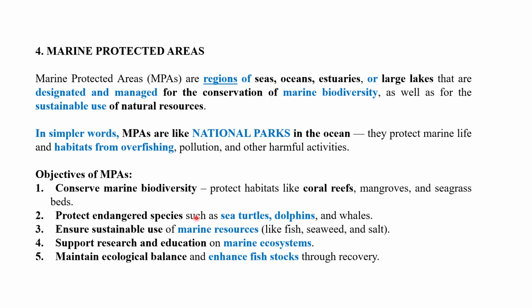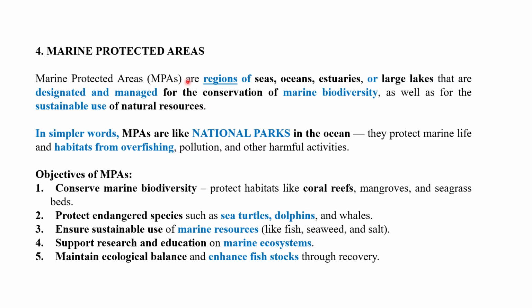Next, we can see the marine protected areas. Marine protected areas are particular regions of seas, oceans, estuaries, or large lakes that are designated and managed for the conservation of marine diversity, as well as for the sustainable use of natural resources. In simpler words, MPAs are like national parks in the ocean. They protect marine life and habitats from overfishing, pollution, and other harmful activities.